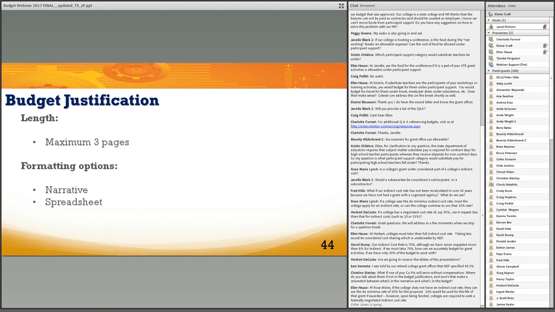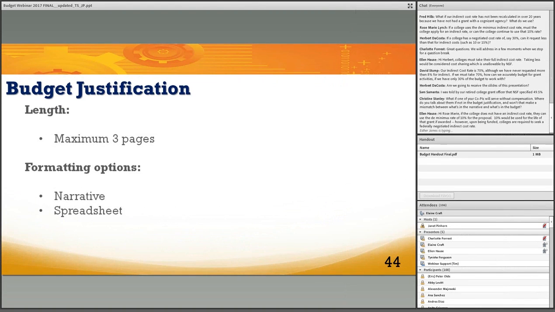Okay, thank you. As you can see, the budget form does not provide a way for you to provide details about why you're asking for the funds. So you'll prepare a budget justification for this purpose. The budget justification provides an opportunity to demonstrate that your budget is right for your project.